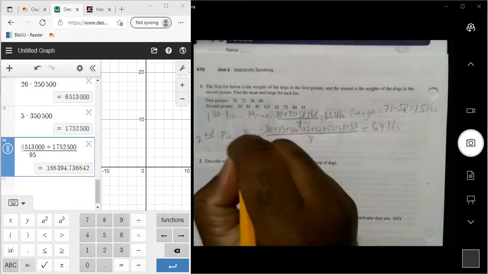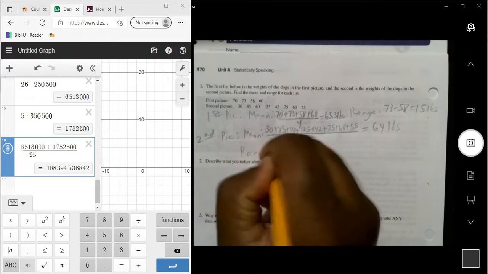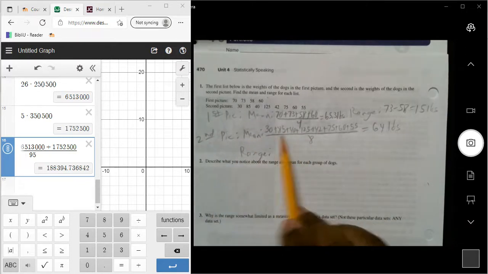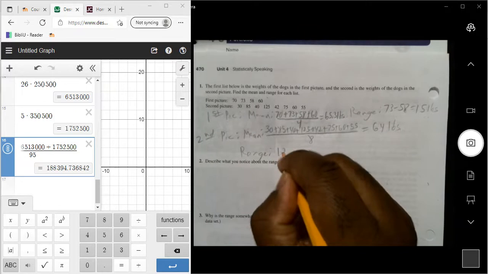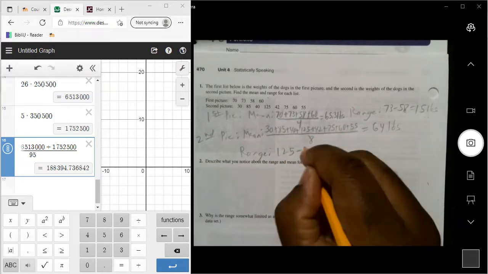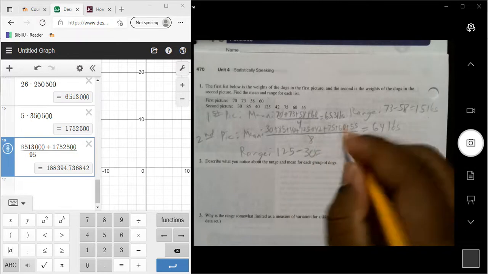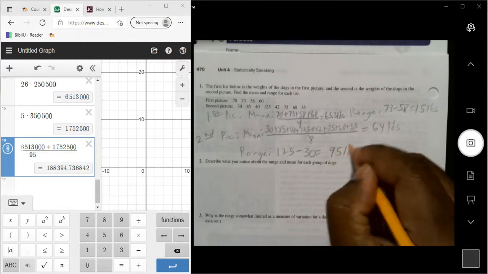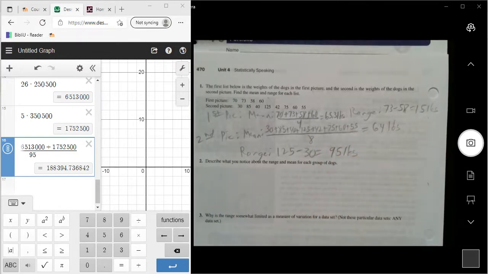Now we want to do the range. The highest value here would be the 125, and the lowest value, it looks as though it's 30. So the range would be 95 pounds. So that took care of problem number 1. It says, describe what you notice about the range and mean for each group of dogs.